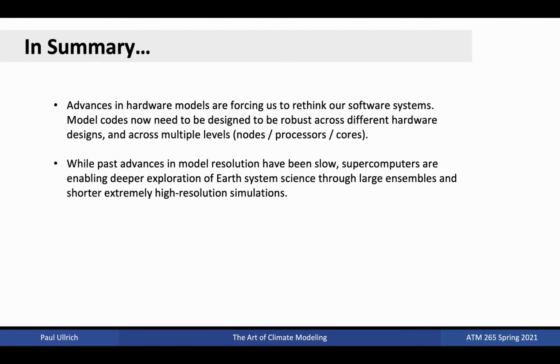In summary, advances in hardware models are forcing us to rethink our software systems. Model codes now need to be designed to be robust across different hardware designs and across multiple levels. New supercomputer designs, including graphical processing units, are adding a new level to the hierarchy in order to improve throughput for certain kinds of calculations. Further, while past advances in model resolution have been slow, improvements in supercomputer performance are enabling deeper exploration of Earth system science through large ensembles and shorter, extremely high-resolution simulations.